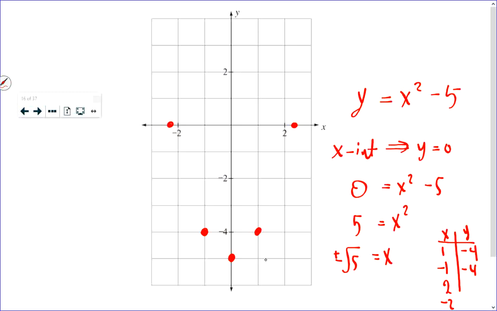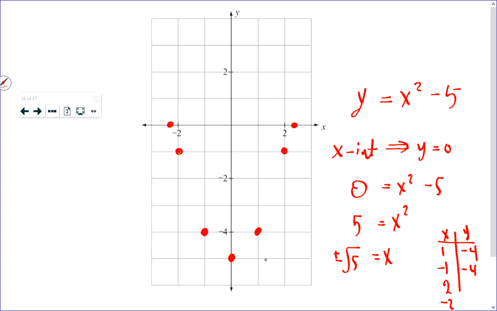So I'm starting to get a pretty good picture of the graph. And you know me with drawing parabolas on this vertical surface, I'm not very good at it. So I'm not going to draw this just yet. I'm just going to leave it. We know what it will look like.